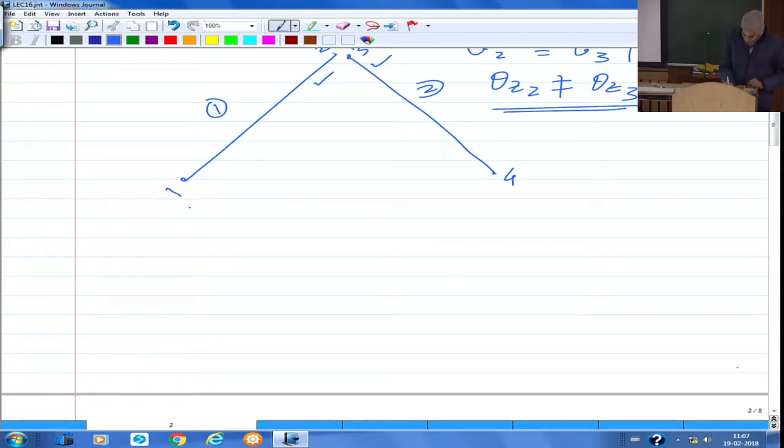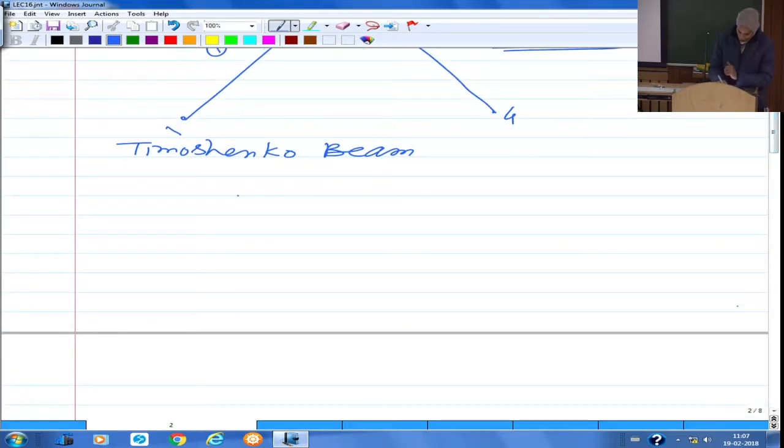Okay, so then let me start with what I was doing in the last class. I had started with the Timoshenko beam. What I will do is combine beam and frame together, so we will have everything in this, although I am writing it as Timoshenko beam element.